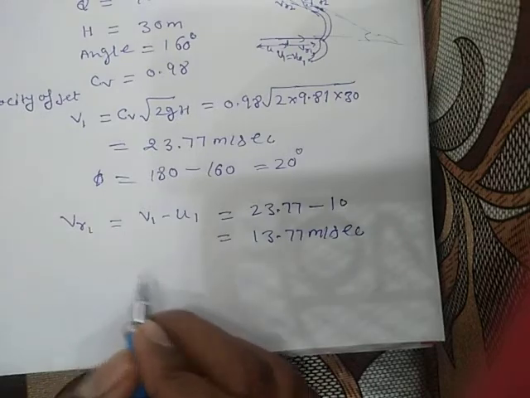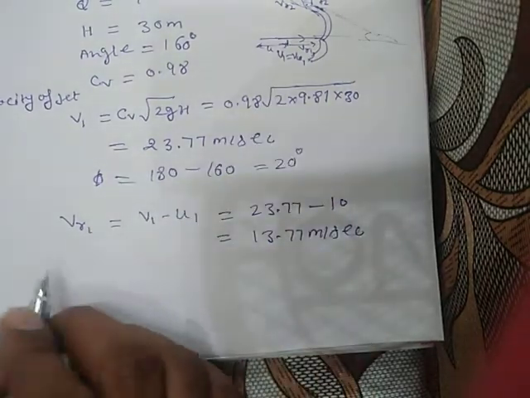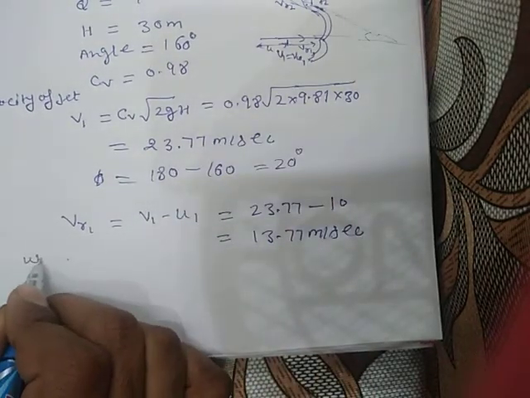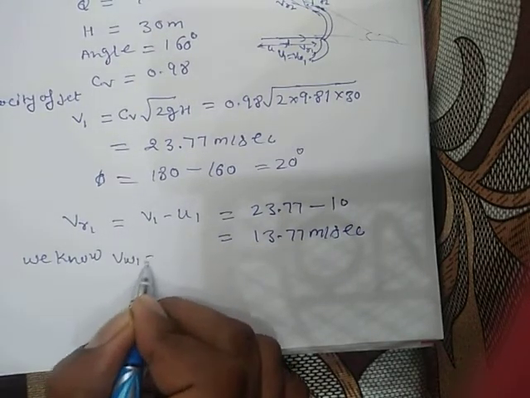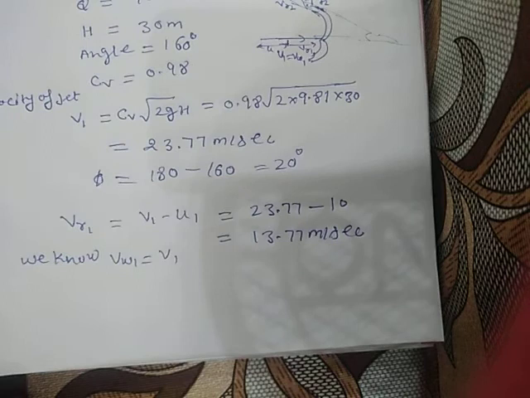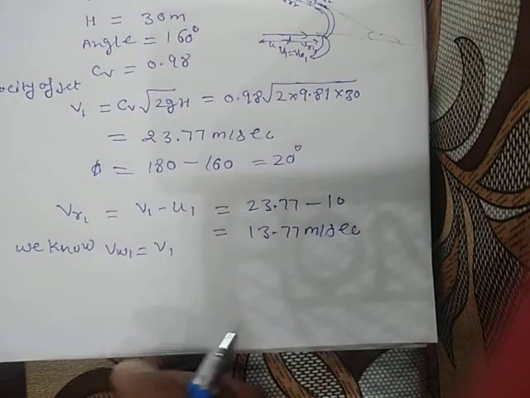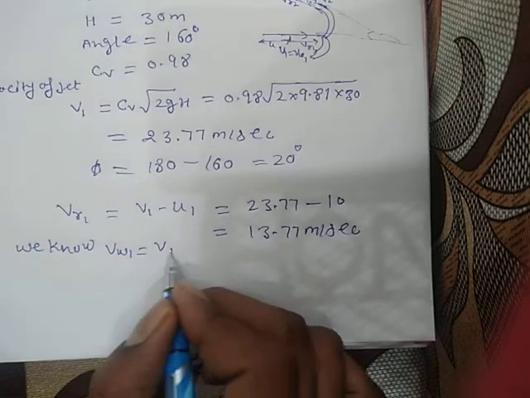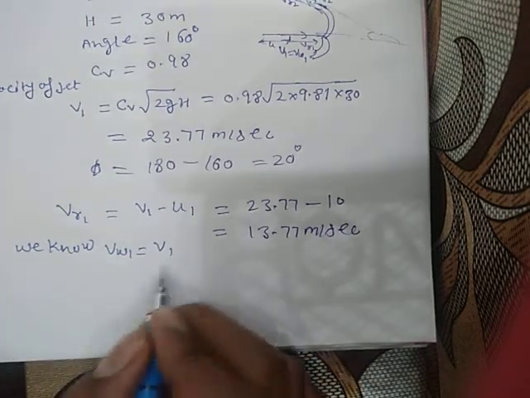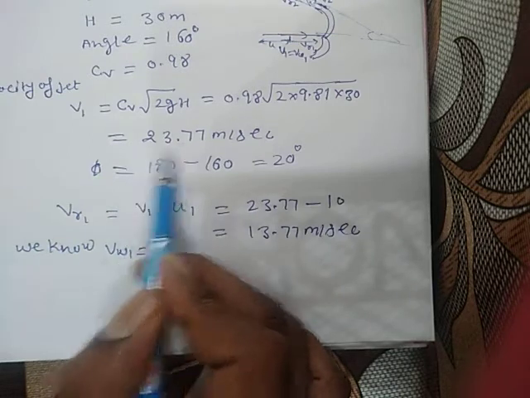Then VW1, we know VW1 is equal to V1. No problem, we have discussed already. Then what is the value of that? VW1 is equal to V1. We have the V1 value, this one.